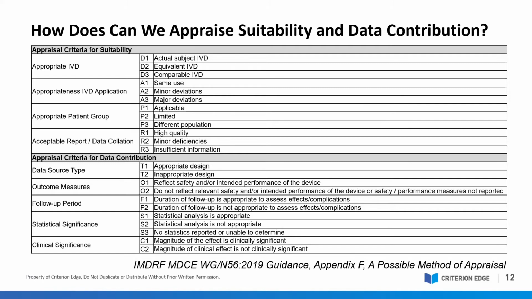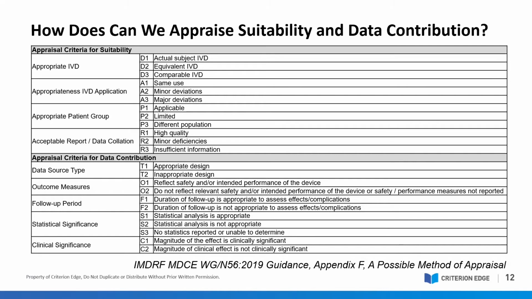And then finally, the level 3 data. That's the data from the current knowledge and state of the art and from similar competitor IVDs for both on-label and off-label use in all patient groups. And that, again, may have high quality or minor deficiencies and includes multiple different study designs, but they should reflect the performance, an appropriate follow-up period, appropriate statistical analysis, and ultimately a clinically significant effect.